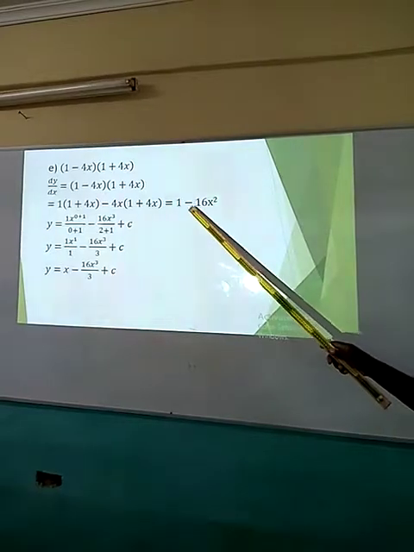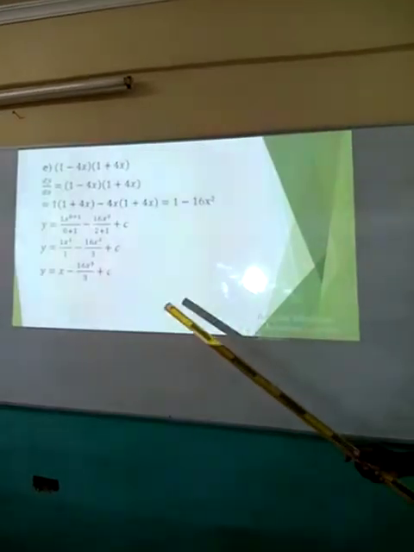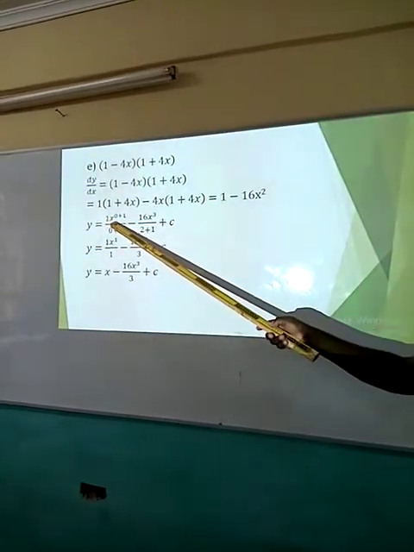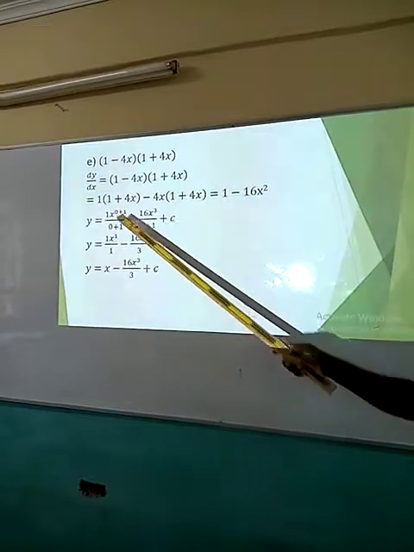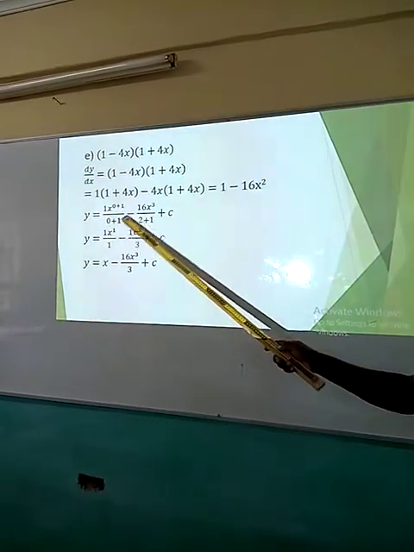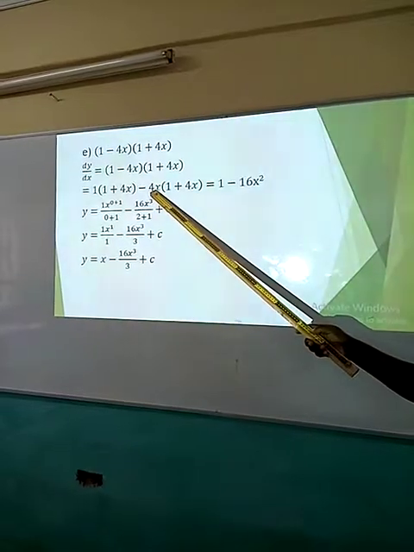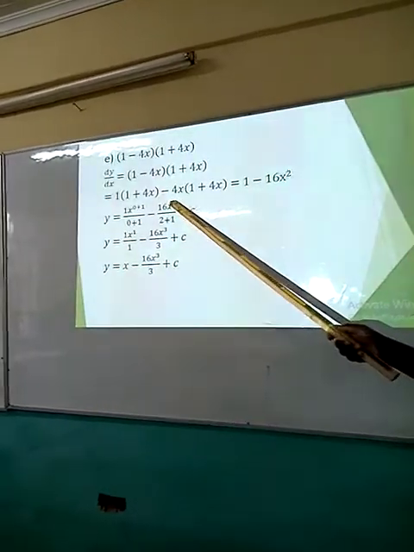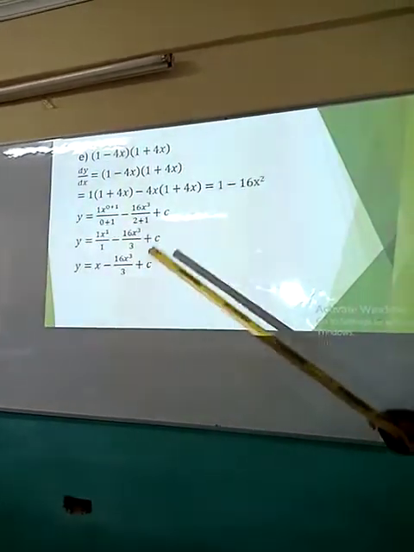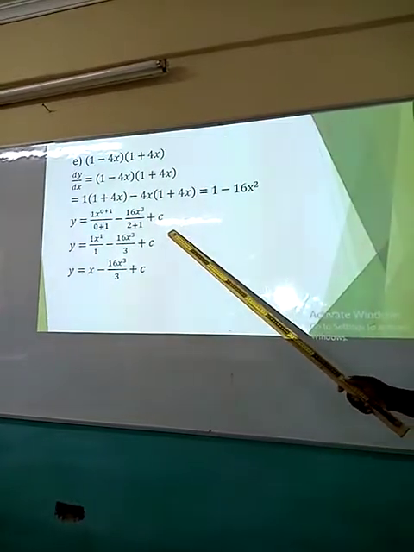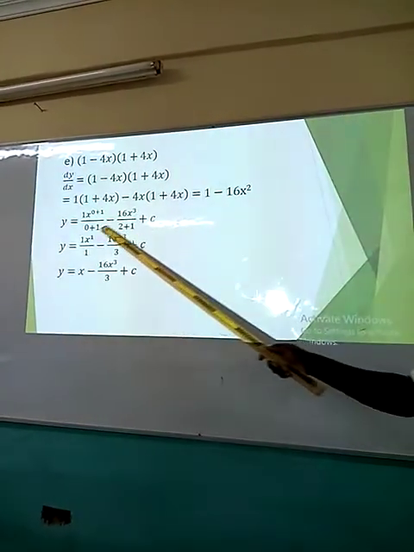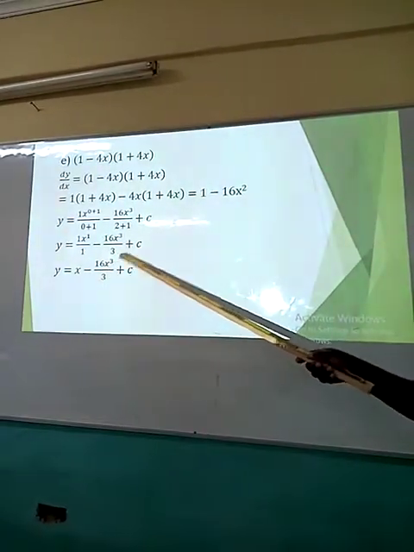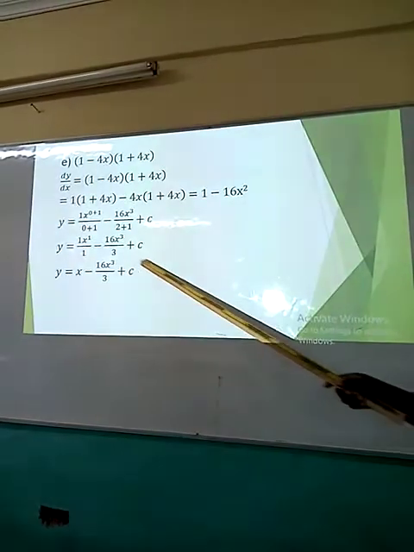But now that we have 1 minus 16x squared as the derived function, you can see that 1 has a silent x because that x was to power 0. So we add 1, we divide by 0 plus 1. 16x^3, we have added 1 to 2, so we have 3. Divide by 2 plus 1, plus a constant. You can simplify in the next step, and finally we end up with y is equal to x minus 16x^3 over 3 plus a constant.